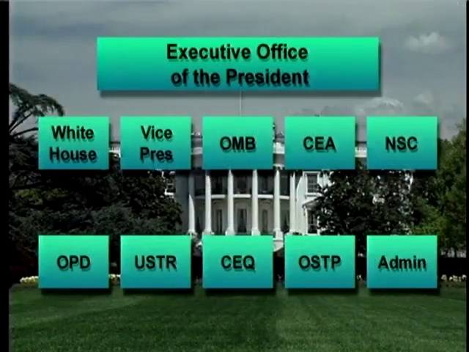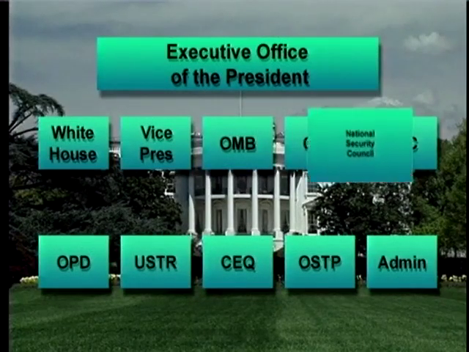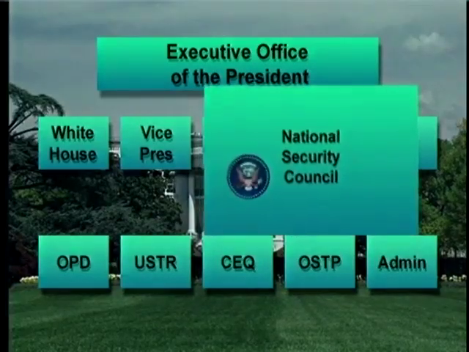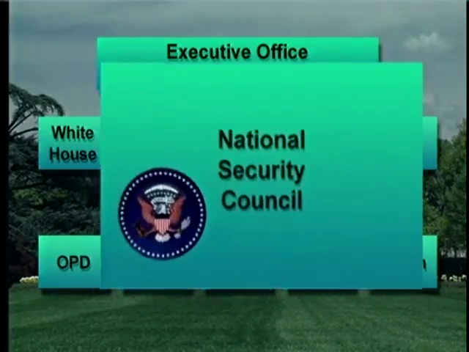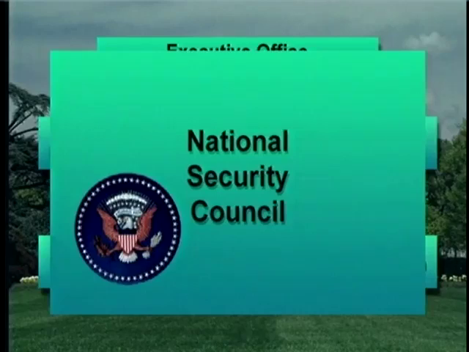In 1947, early in the Cold War, Congress passed the National Security Act, which created the National Security Council, or NSC, to help coordinate military and foreign policies. The National Security Council is an advisory body which the president uses to help him deal with issues relating to national security and foreign policy.